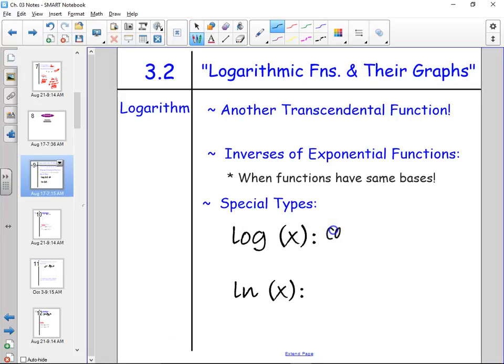Common log. What's that sound like? Why is it called common? What do you think? You guys said the base was what? So there's an understood 10, but they don't write it. It's understood. We just see LOG with an X. You just have to know the base is 10. So why is it called common?